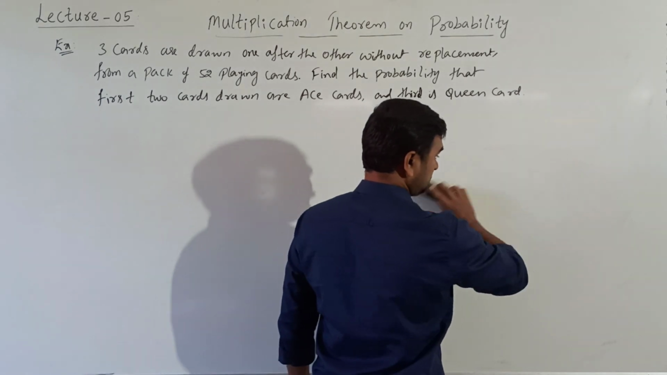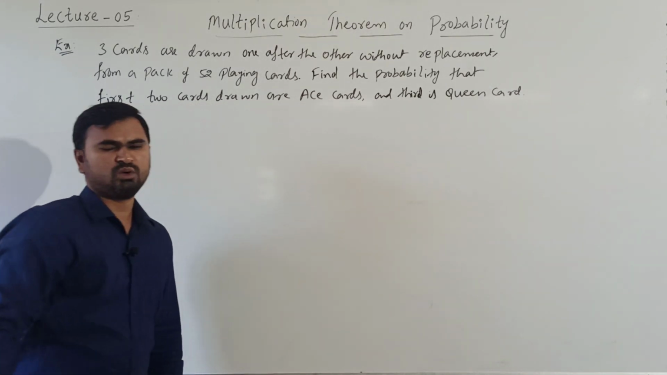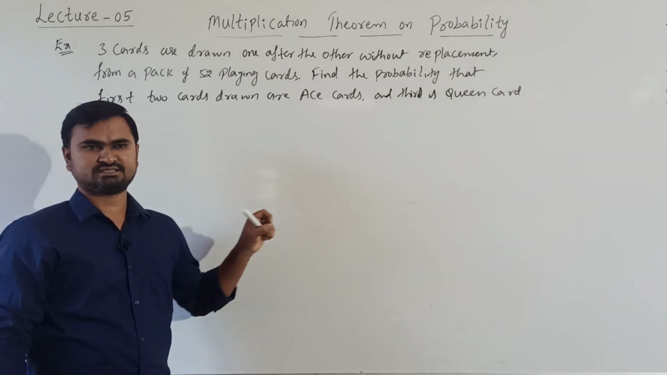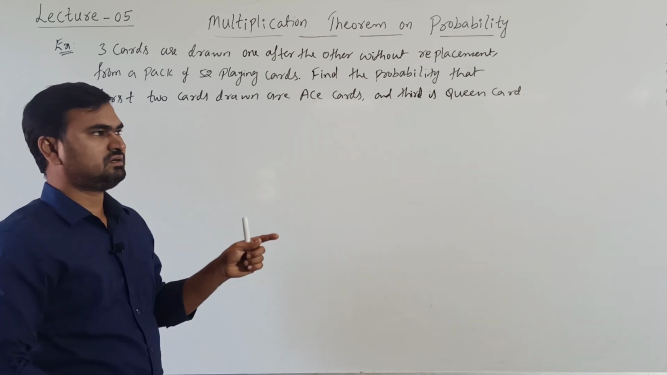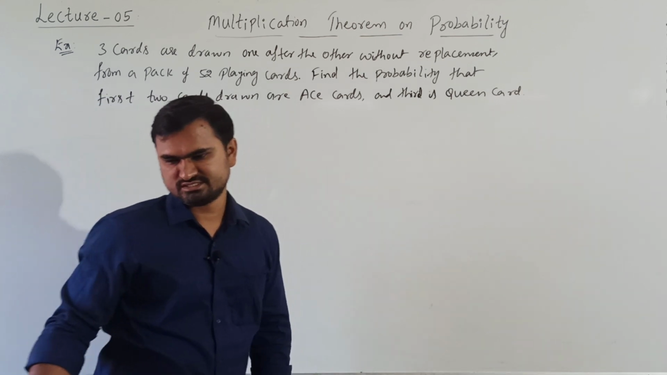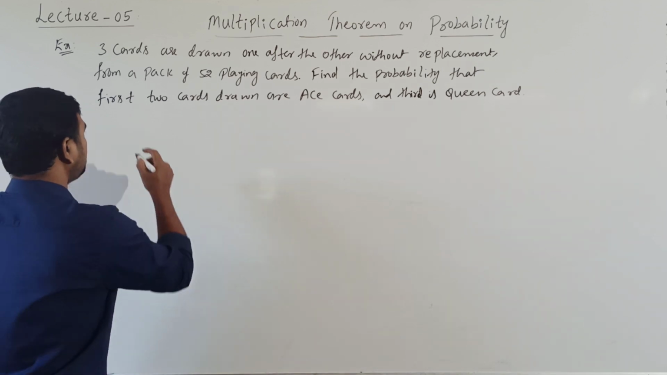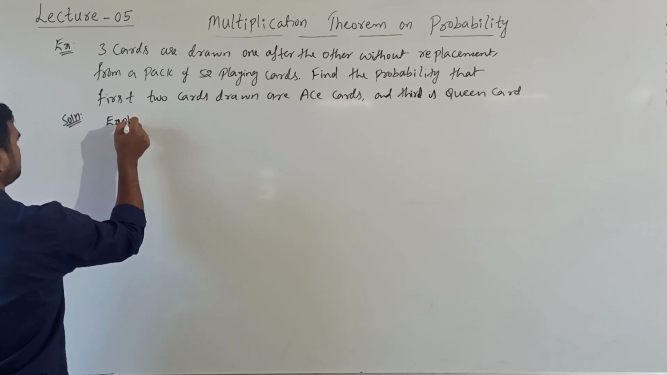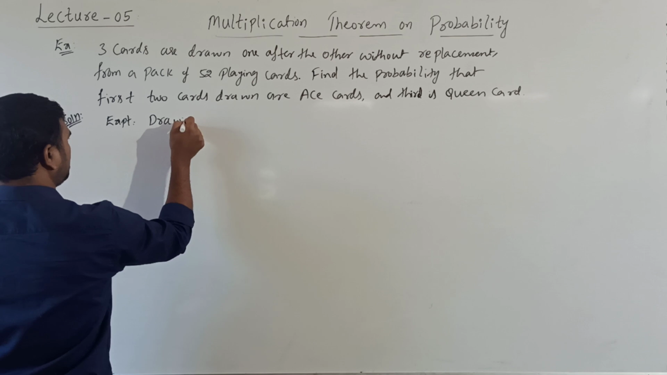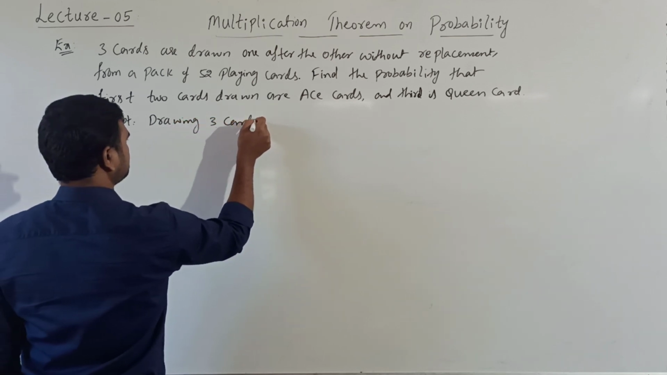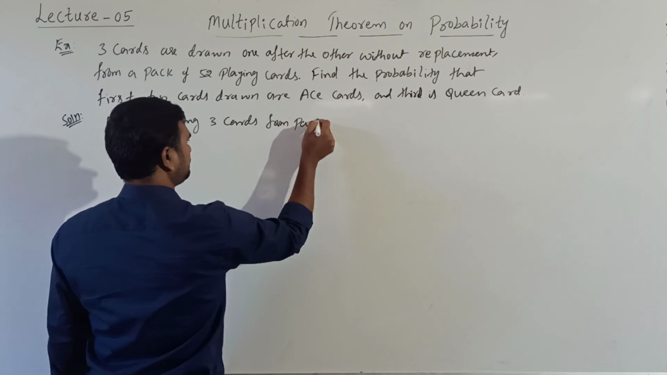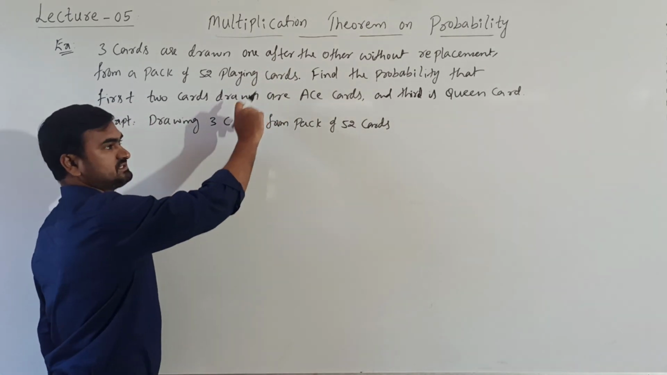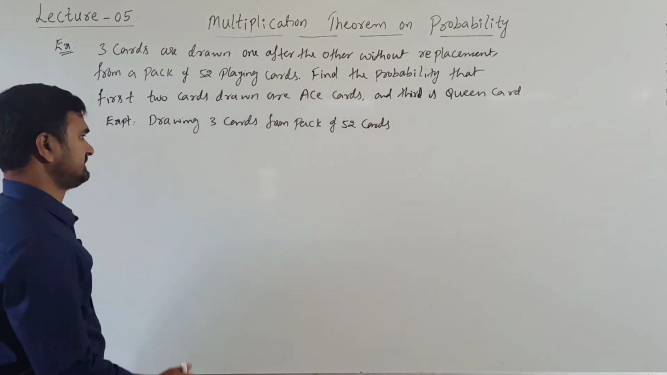Here how many events have occurred? 3 events. One event is drawing the first card as ace, another event is drawing the second card as ace, then the third event is getting the third card as queen. So let us define those 3 events first. The experiment is drawing 3 cards from a pack of 52 cards, one by one without replacement.